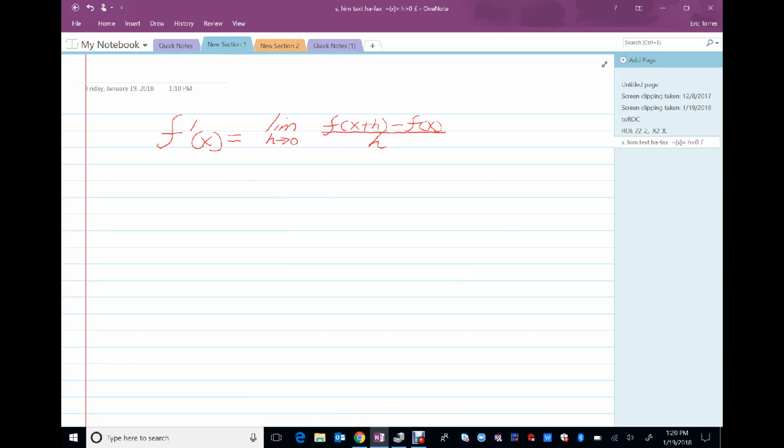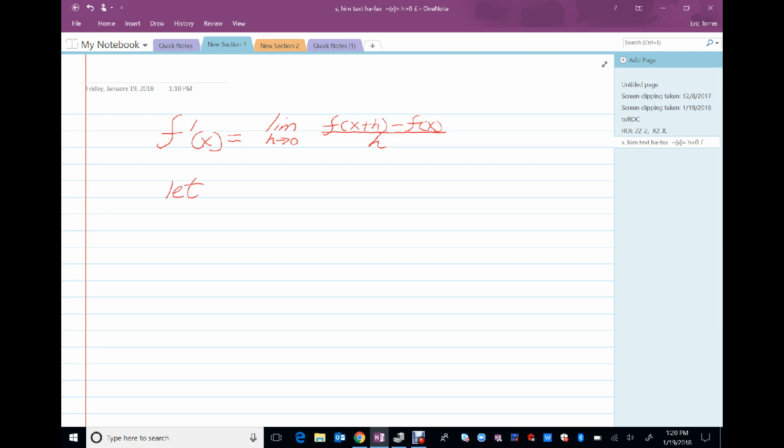Okay, in our last section, we introduced the derivative as the limit as h goes to 0, but we were dealing with the derivative at an x value equal to a. I'm going to now introduce that the derivative itself can be represented as a function, not just a value, but a function. So let's take a look at an example.